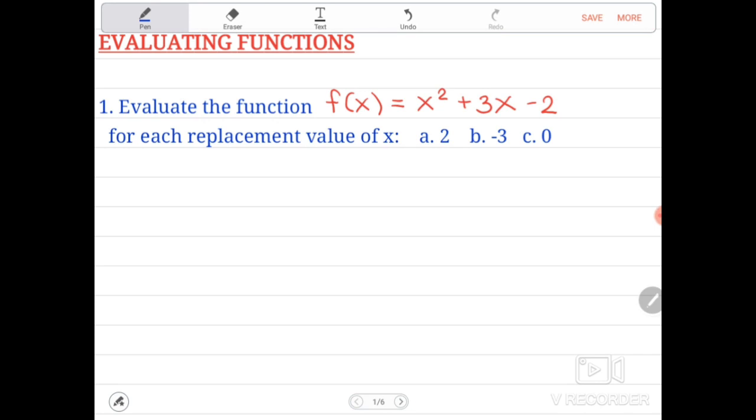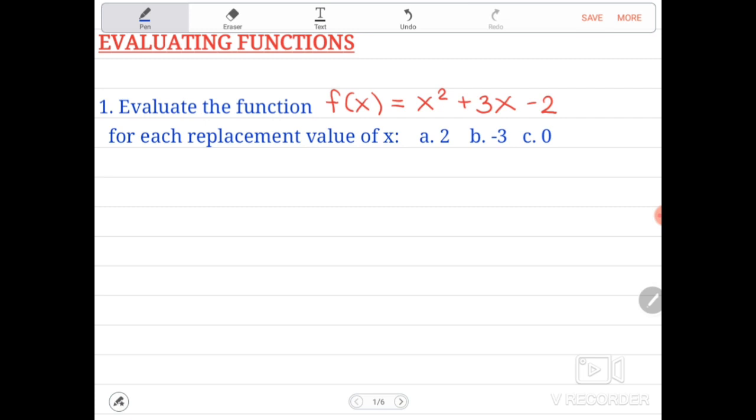Our topic for the discussion today is all about evaluating functions. So how are we going to evaluate a function? We are going to substitute the given value to our function, as simply as that, then simplify the equation. Let us try to answer this problem.